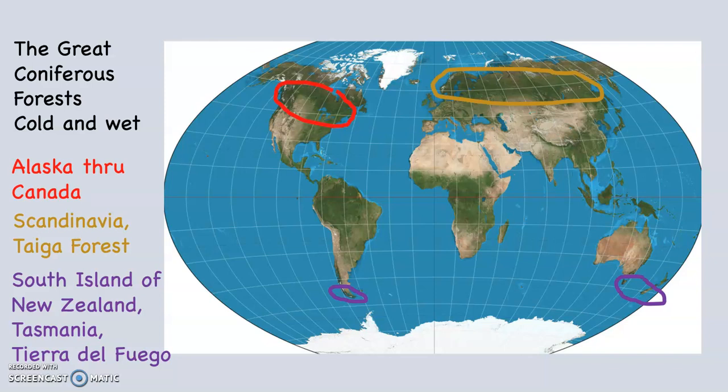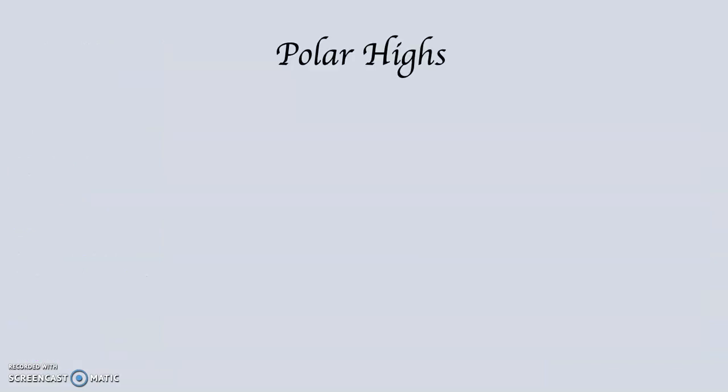And then in the southern hemisphere, well, here's the thing about the southern hemisphere. There's not a lot of land down there. But the South Island of New Zealand, and then south of Australia, Tasmania, both of those have forests. And then the very southern part of South America, where Tierra del Fuego's at, that also has forest.